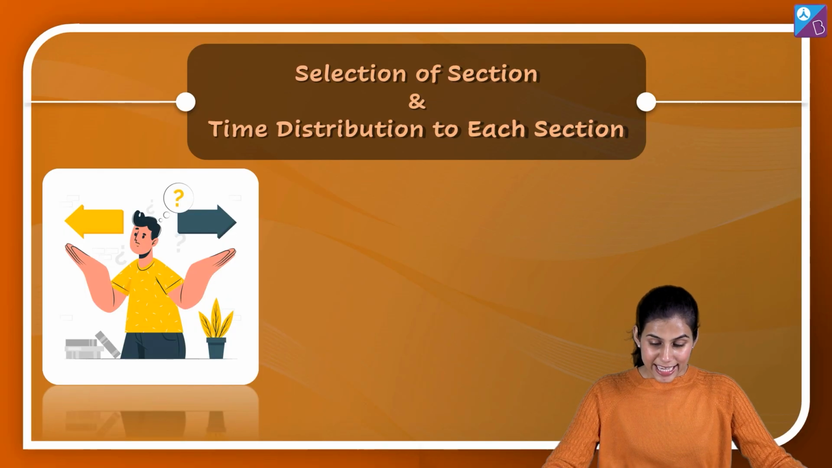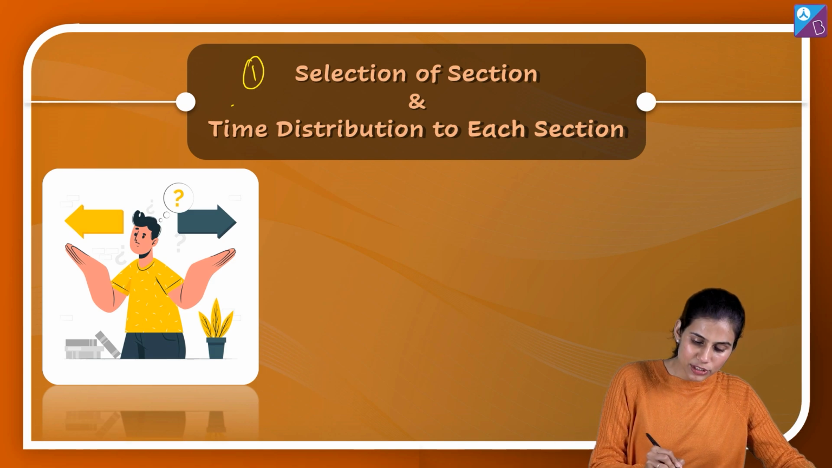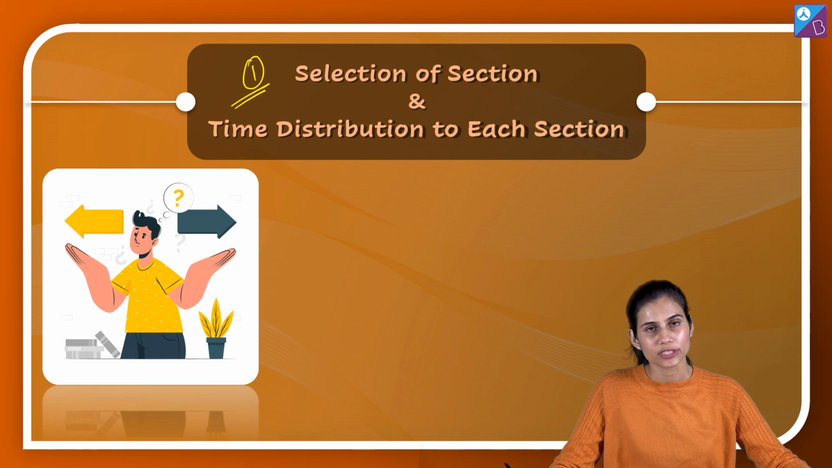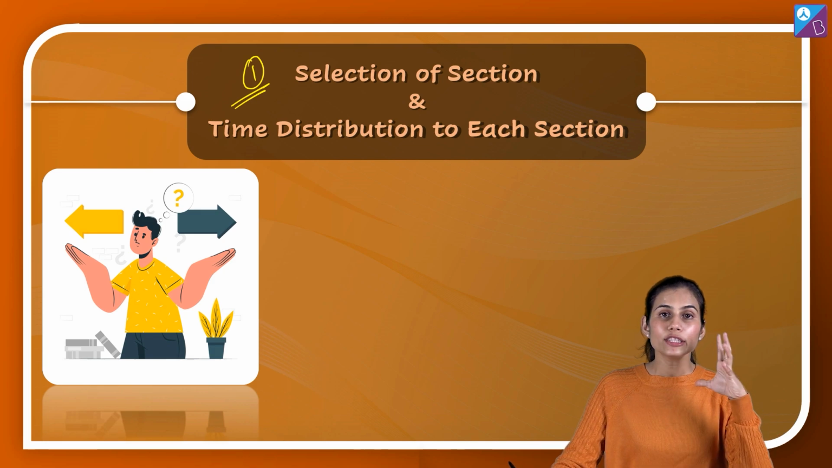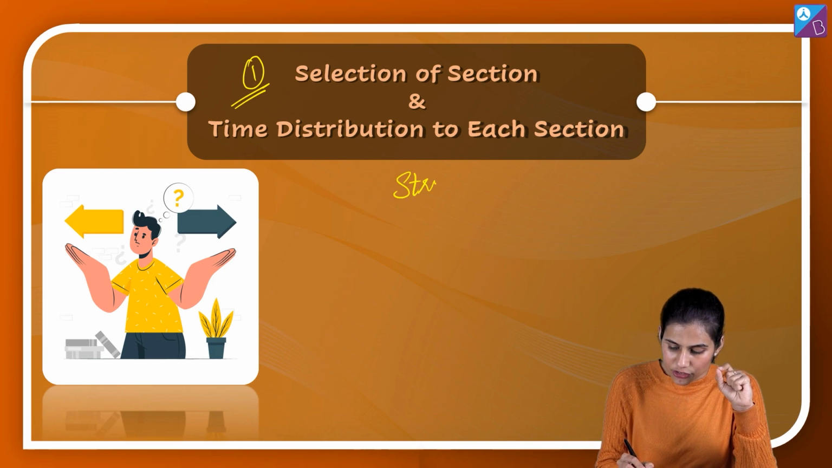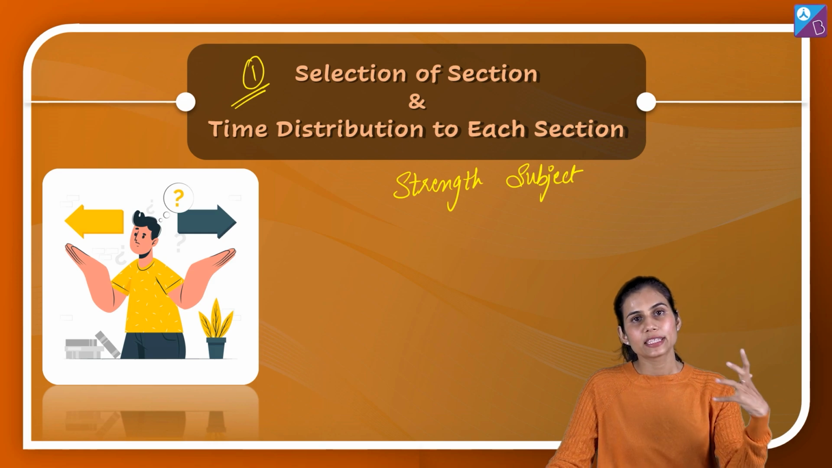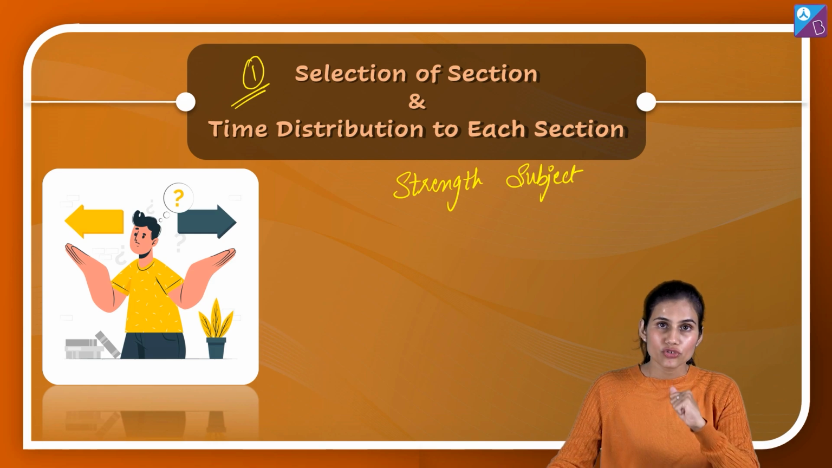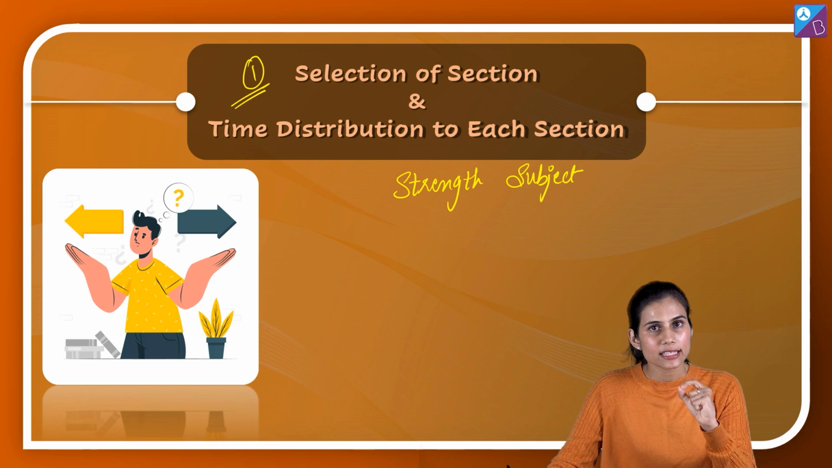Number 1, selection of section and time distribution to each section. See guys, it's a golden rule that you have to start with your strength subject. Whichever subject out of physics, chemistry and math is your strength, you have to compulsorily start with that.